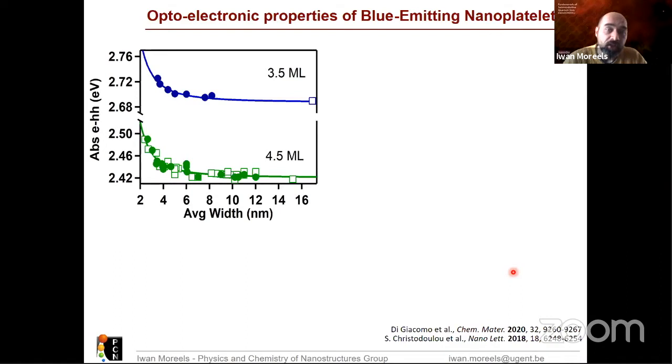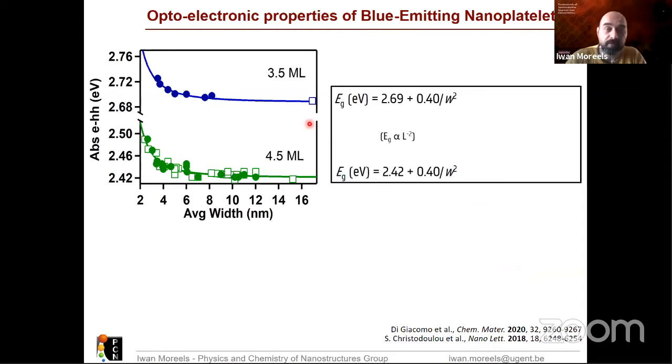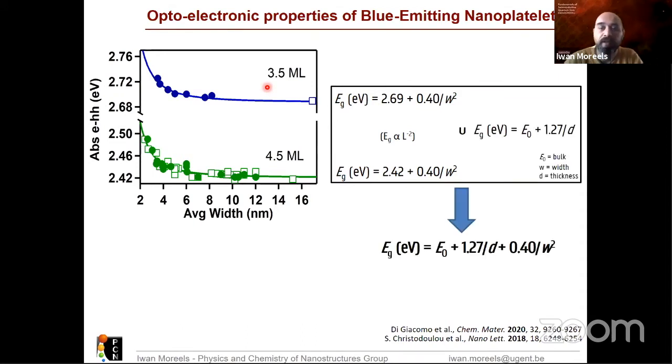We also checked, in addition, how the band gap changes as a function of the width of the nanoplatelets. And there, in fact, the width follows a nice 1 over w squared dependence. We checked this for 3.5 monolayers. We checked this for 4.5 monolayers. In these cases, we both found the same dependency on the width of the nanoplatelet. So as the width becomes smaller, the band gap goes up, and it goes up with 1 over w squared. So combining everything together, you can get this general sizing curve.